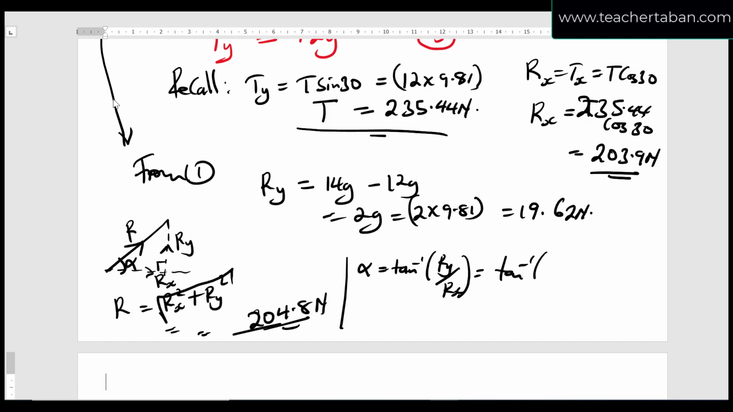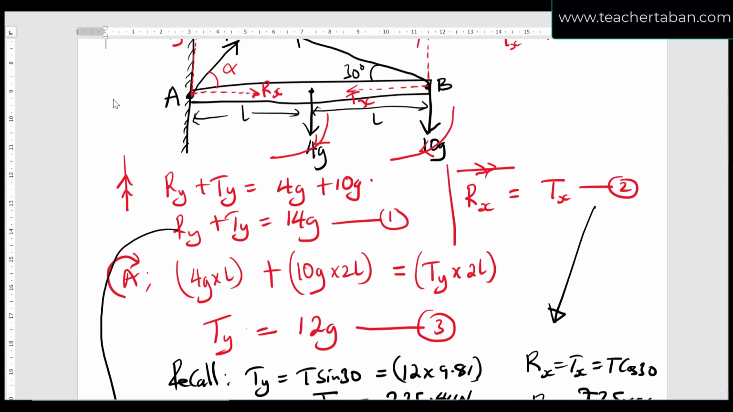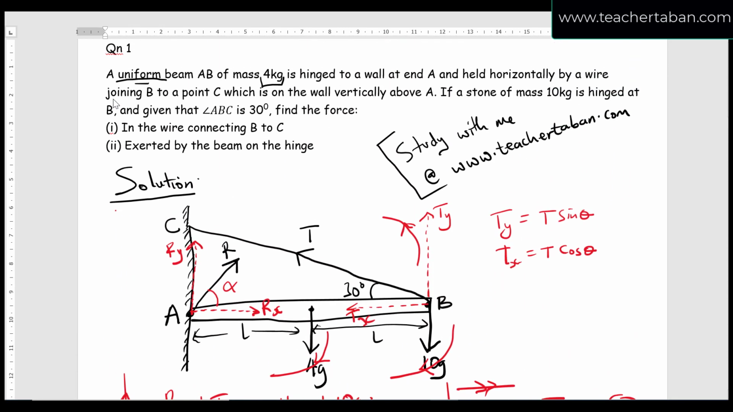And its angle alpha is the same as tan inverse of Ry, the vertical, over Rx, which is the same as tan inverse of 19.62 out of 203.9, and the angle is 5.5 degrees.